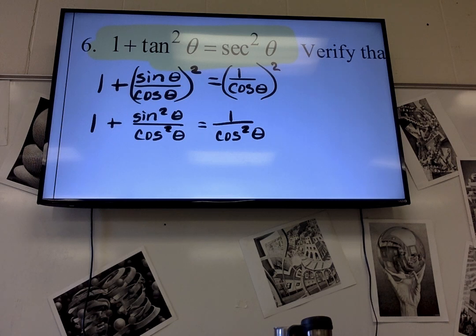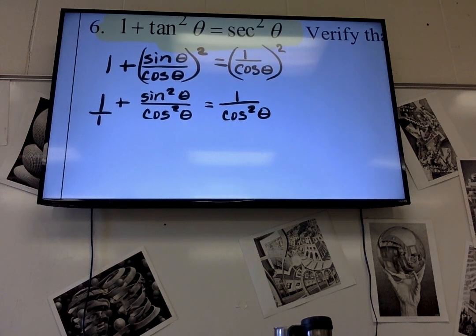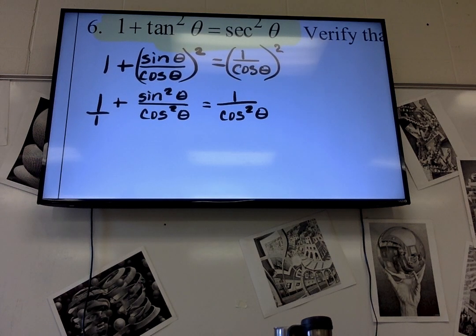True statement, but identity works. So I'm going to make this into a fraction, and I'm going to bow tie. Whenever you add or subtract fractions, you can use the bow tie method, which just means we multiply diagonally.